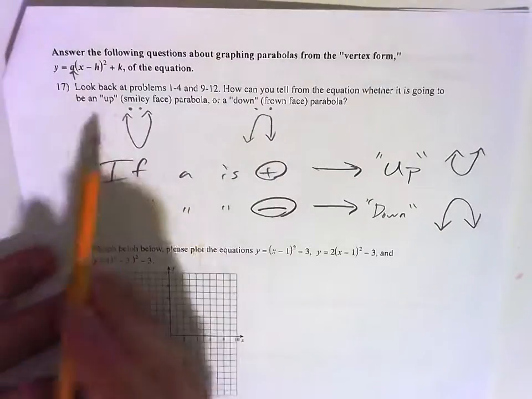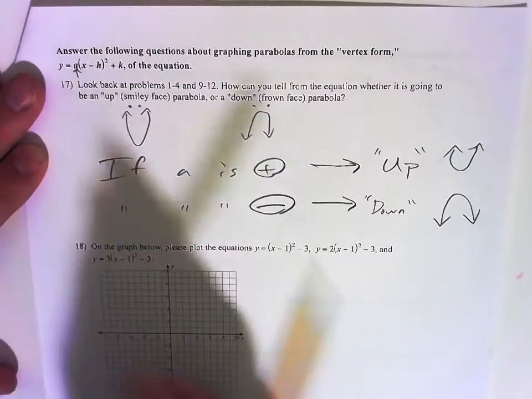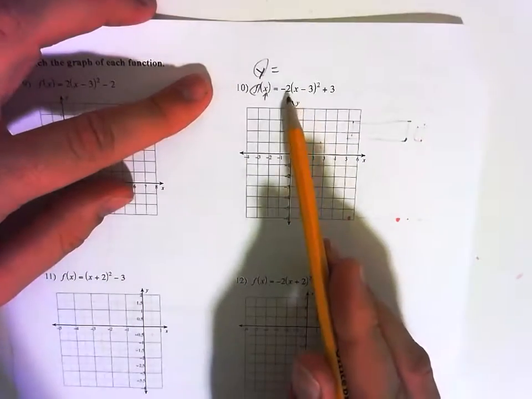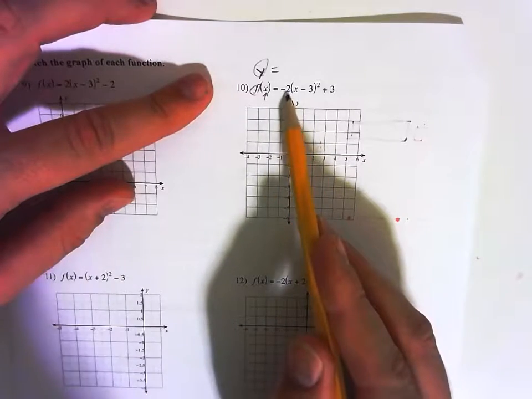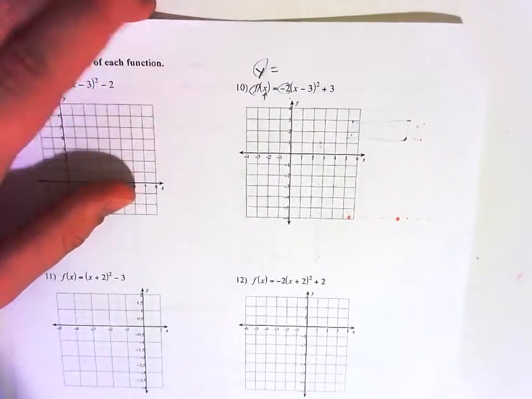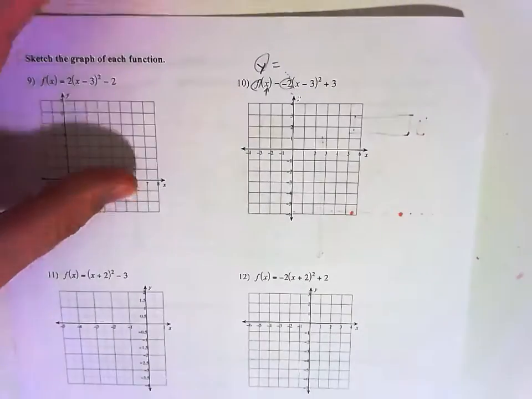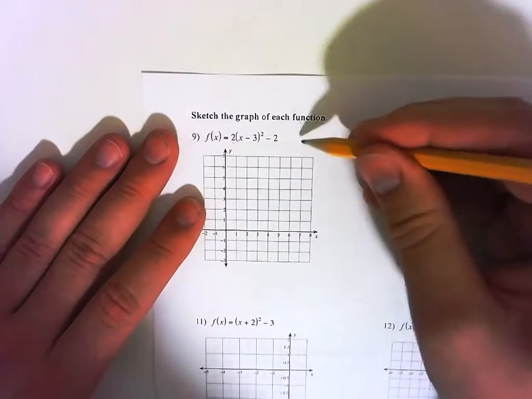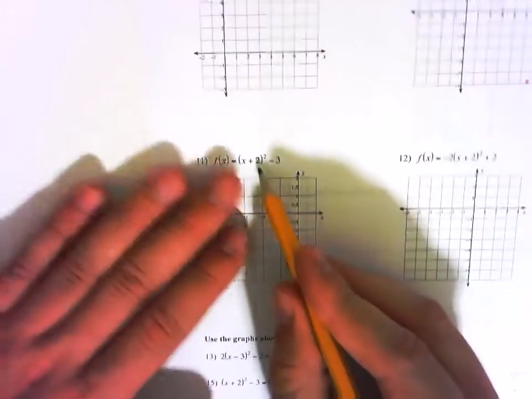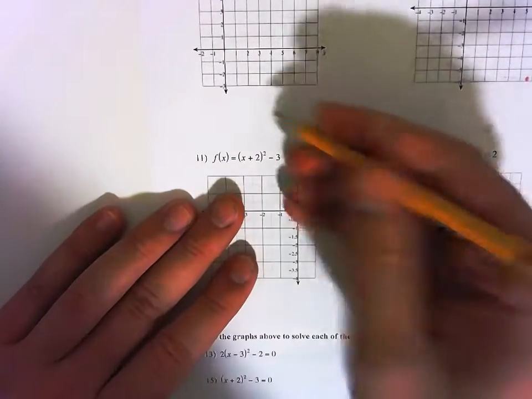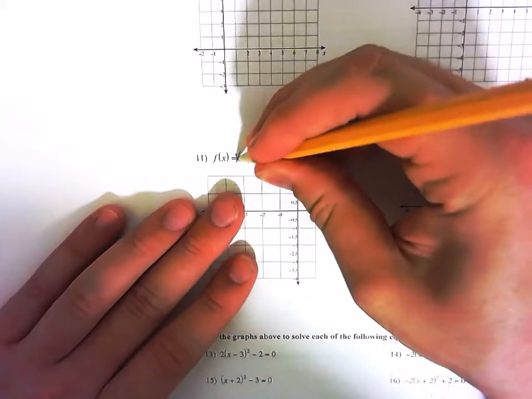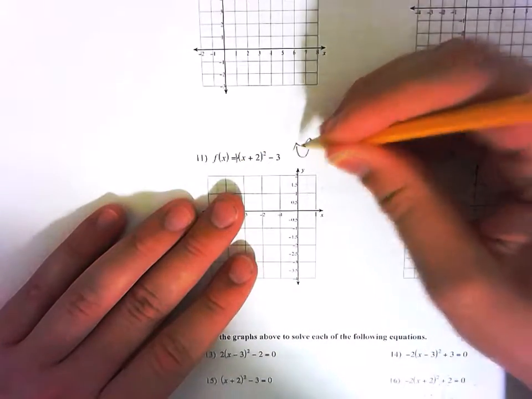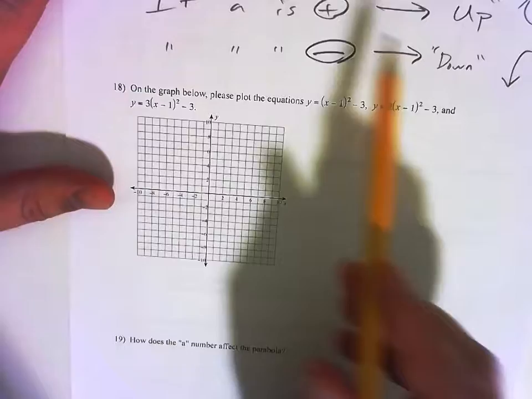Okay, so that number right there, if it's negative, like this one right here, -2. Number 10, A is -2. Since A is negative, that's going to be a down parabola. On this one, A is +2. It's going to be going up. This one, A is +1. So that's going to be going up on the sides. Okay. That's for number 17.